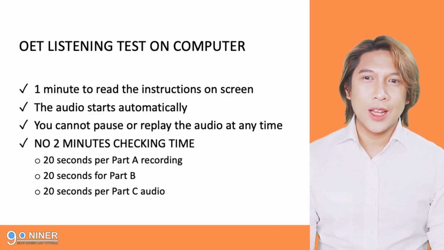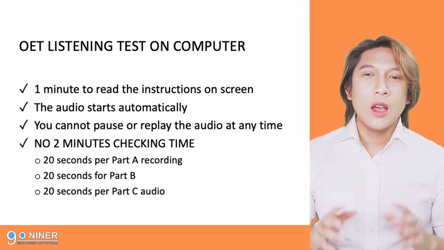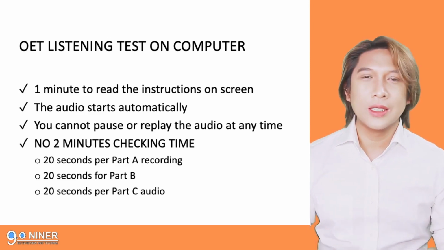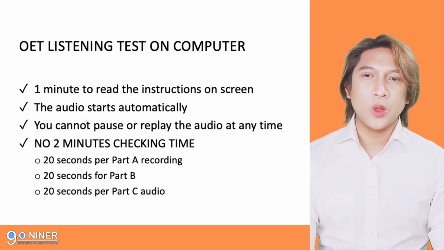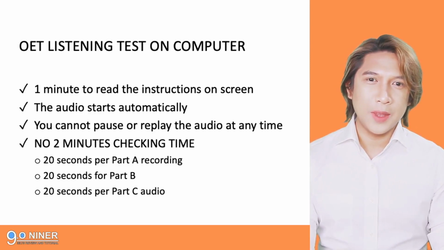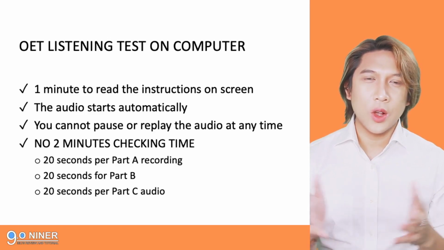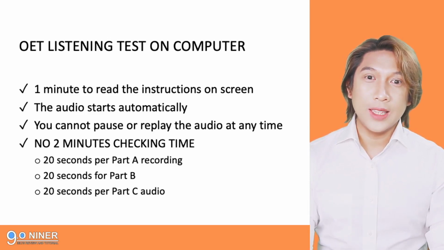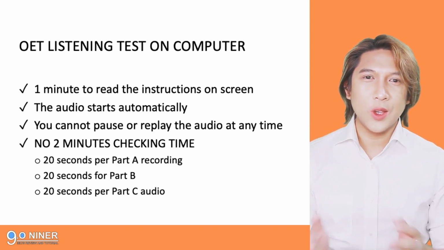But in your OET on computer, unfortunately, you do not have 2 minutes checking time at the end of your listening test. What you get are 20-second intervals, and you have 20 seconds for part A recordings, you have 20 seconds for part B, and you also have 20 seconds for part C audio recordings. So basically, that's all you get for your examination under your OET on computer. I think that's one of the disadvantages of taking this examination because you only move forward.